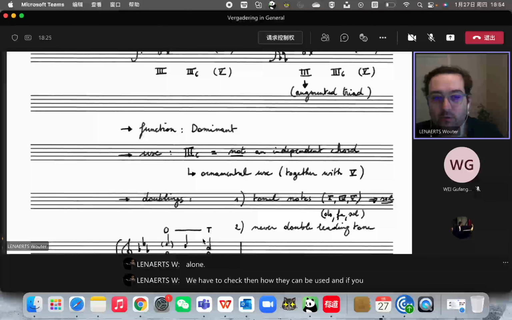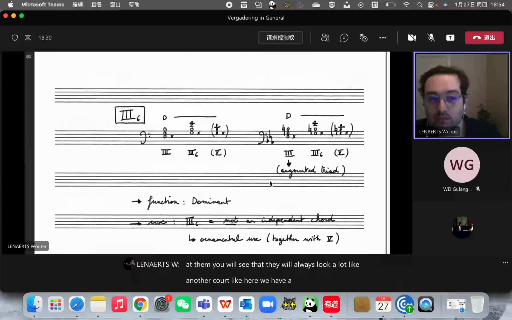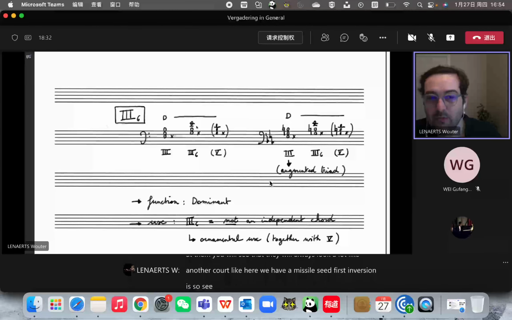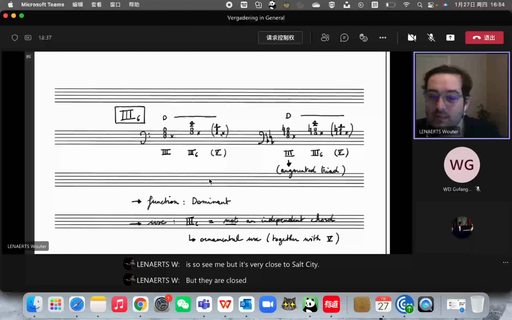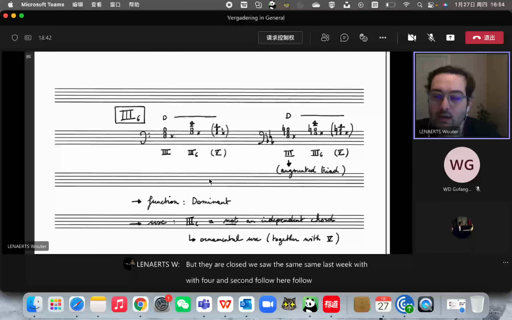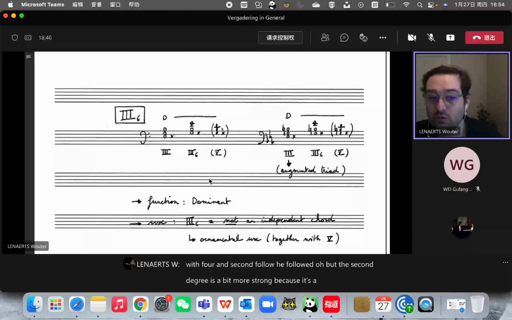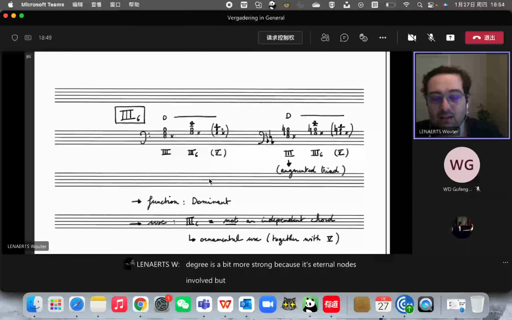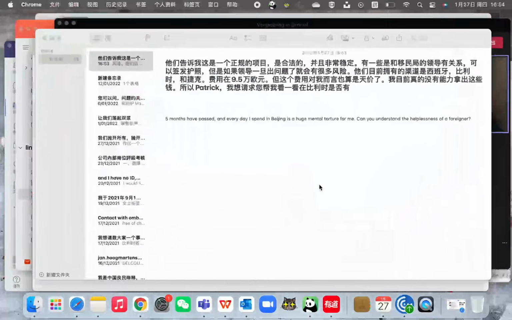And if you look at them, you will see that they will always look a lot like another chord. Like here we have Mi, Sol, Si. First inversion is Sol, Si, Mi, but it's very close to Sol, Si, Re. But they are close. We saw the same last week with 4 and second. But the second degree is a bit more strong because it's a tonal note involved. But here the chord is not so strong. So that means you can use it, but it has to go together with the chord that is very similar. So they go in pairs, they go together.